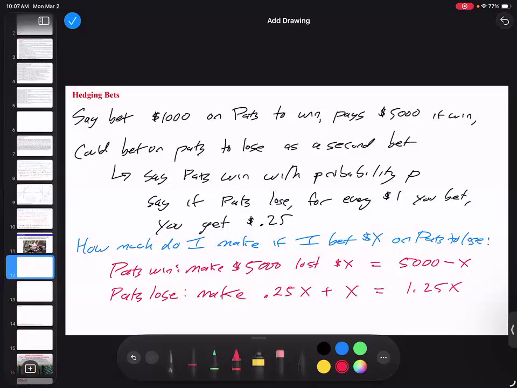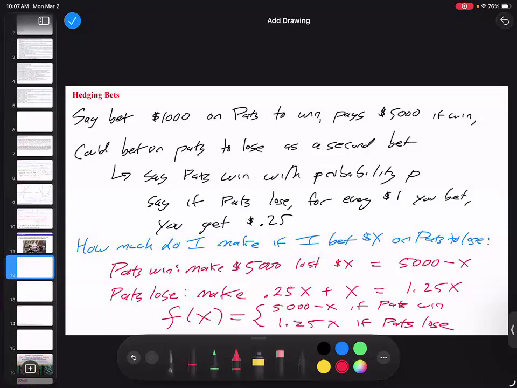So you get your bet back and you get $1 and you get 25 cents back. Otherwise, no one would ever take the bet. That's right. So here is my function. F of x is 5,000 minus x if the Pats win, 1.25x if the Pats lose.